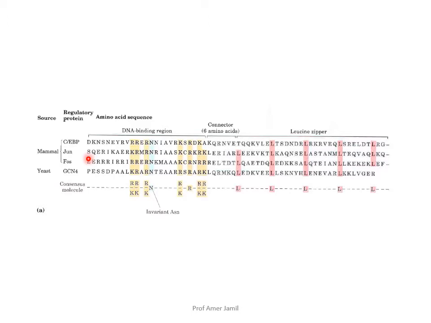Similarly, in yeast it also exists, and this is the consensus sequence. As you can see, there is a leucine at every 7th position that makes this zip-like structure.